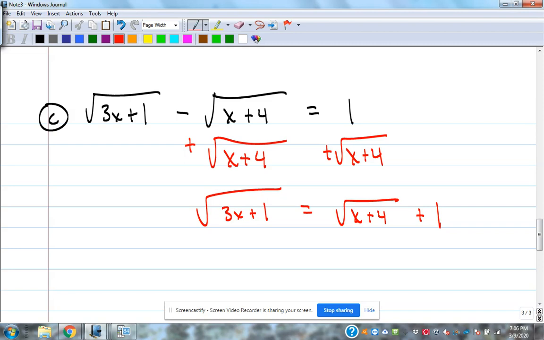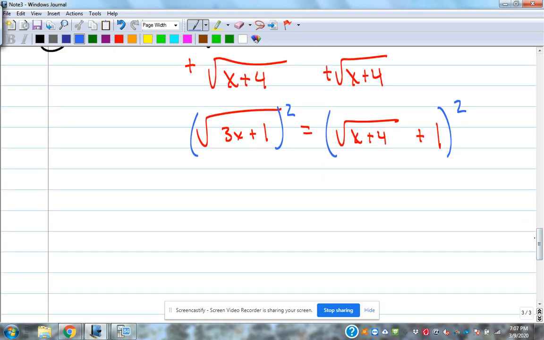Okay, so I've added the square root of x plus 4 to both sides. And then I'm going to get rid of that square root that's on the 3x plus 1. How do I get rid of a square root? I square both sides. The issue is on the right-hand side, I'm squaring square root of x plus 4 plus 1, not just the square root of x plus 4.